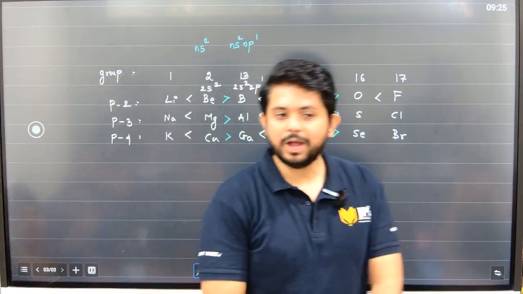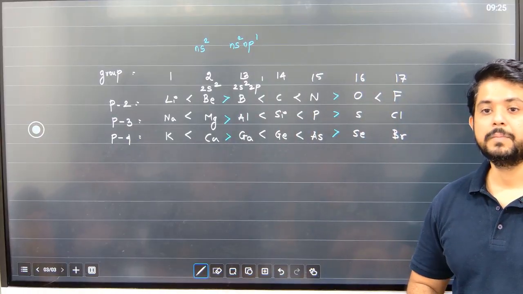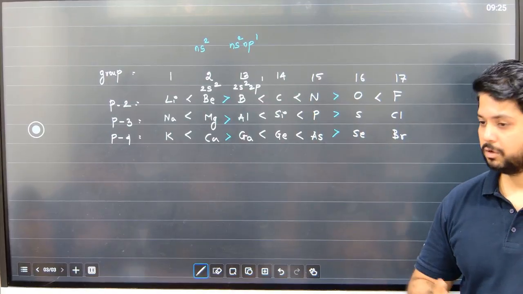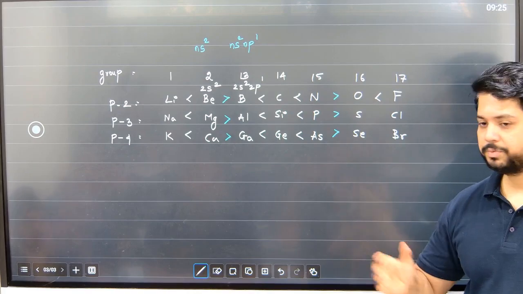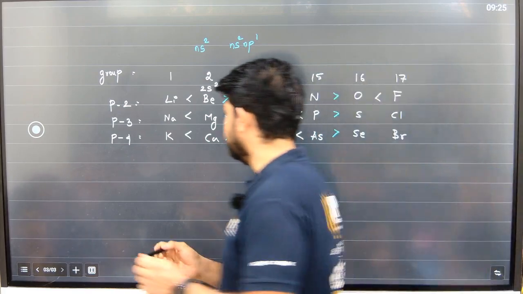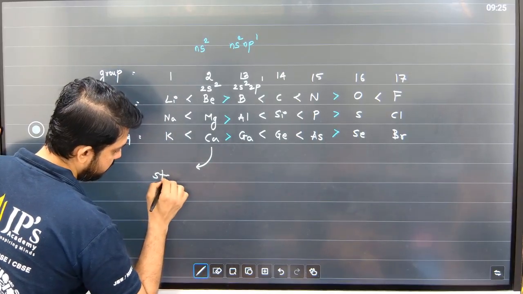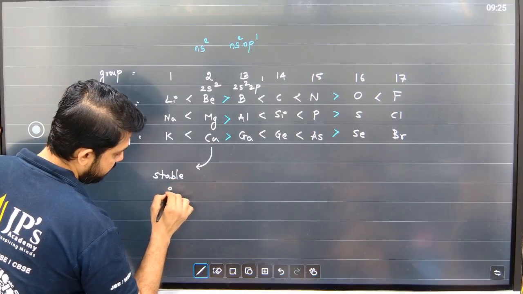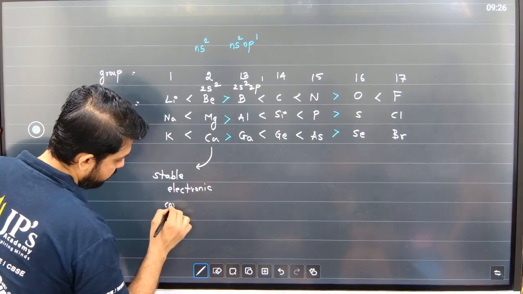Now I have a question. Out of the two, who has stable electronic configuration? In terms of group, which group has stable electronic configuration? Group 2 या group 13? Group 2. Group 2 has stable electronic configuration.